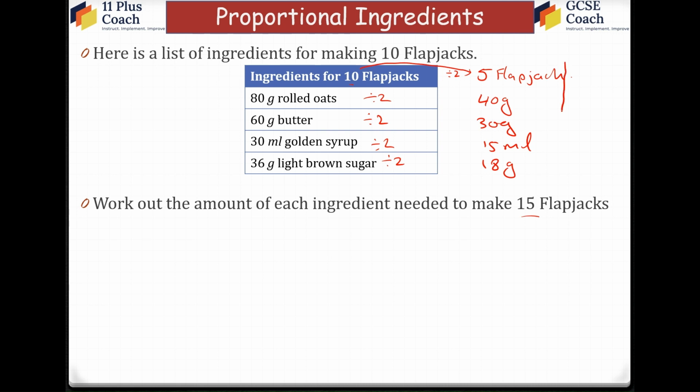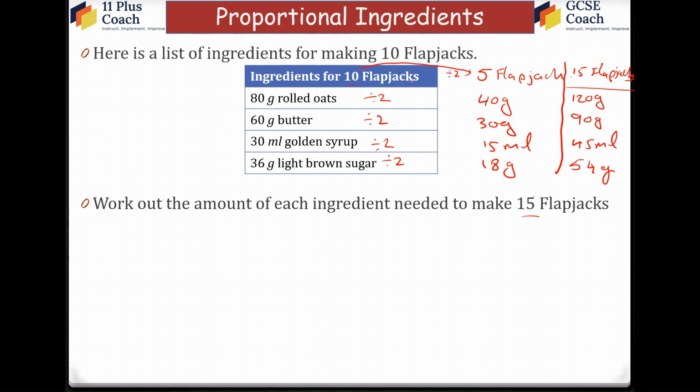So that means 15 will be the addition of both those numbers, 10 and 5 flapjacks. For 15, I just need to simply add them together. So 80 plus 40 gives me 120 grams. 60 plus 30 gives me 90 grams. 30 plus 15 gives me 45 milliliters. And finally 36 plus 18 is 54 grams. Hopefully you understood this.